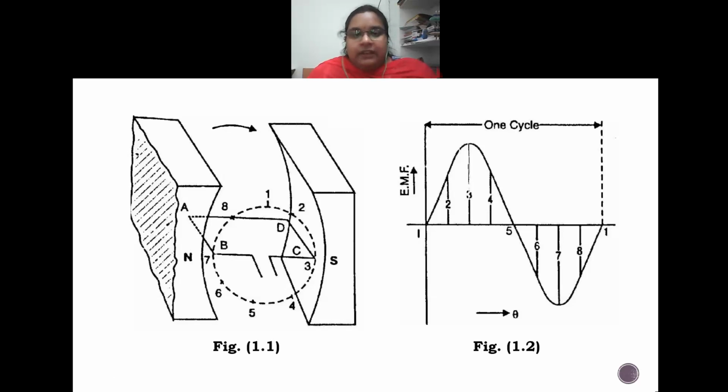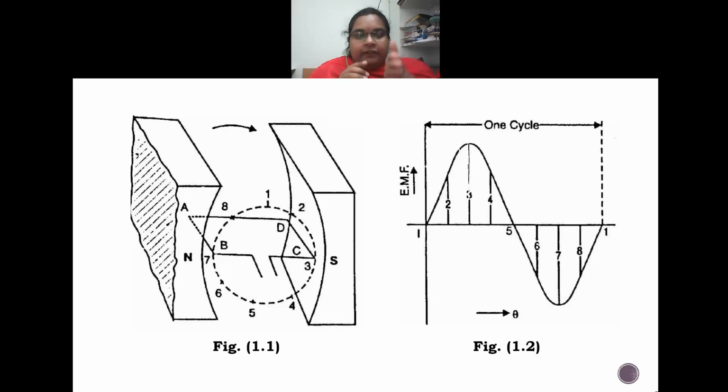Now, let us see what happens if we just move the conductor slightly. If we move the conductor a little bit, that is position 2. In this position 2, some of the lines of flux are being cut by the conductor. So, a little amount of EMF will be generated.